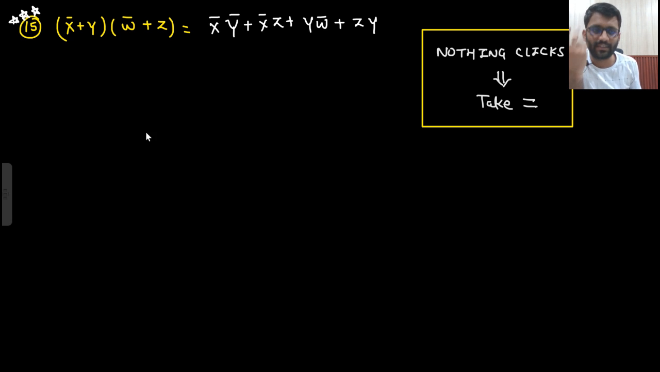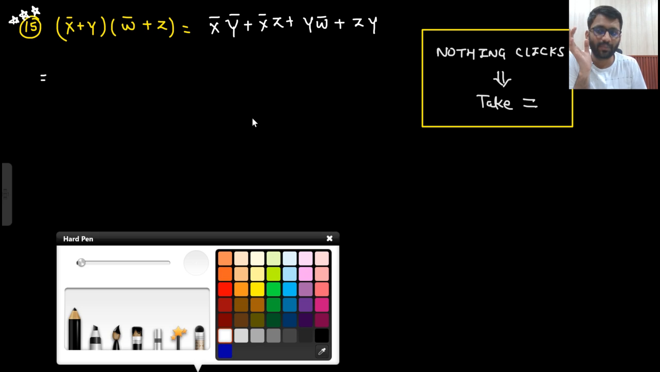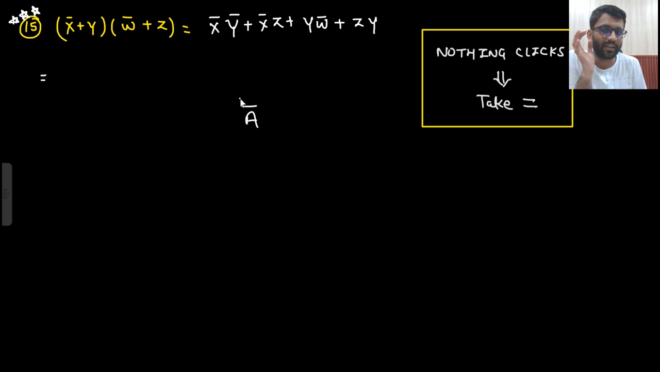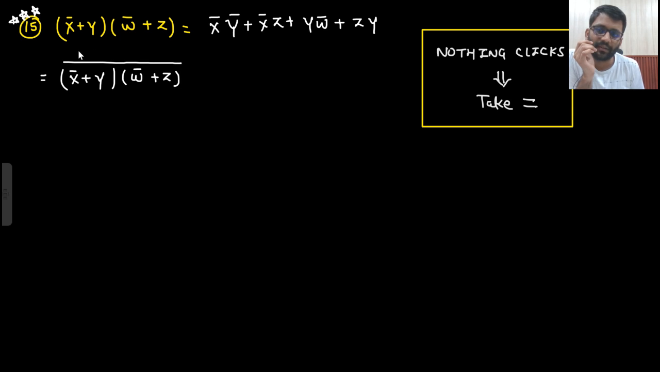If we take double bar, let's see what happens. Double bar means if I take a double bar, then it will be A only. So that's why I am taking double bar. So this will not change this Boolean expression. If this Boolean expression is A only, then if I am taking double bar, it is not changing. It is becoming A only. So I will take double bar now. So X bar plus Y into W bar plus Z, double bar of that.